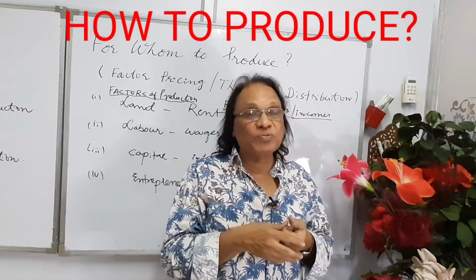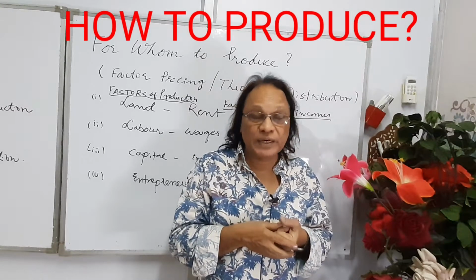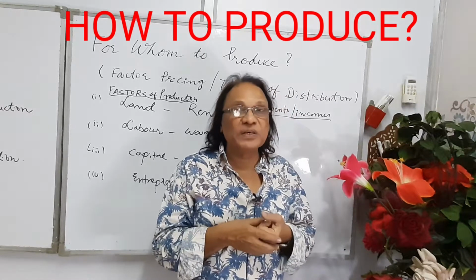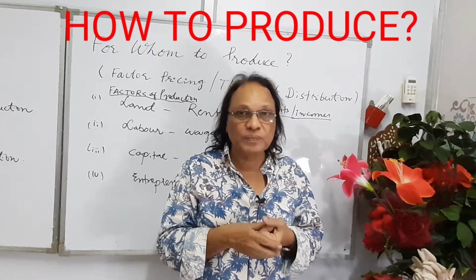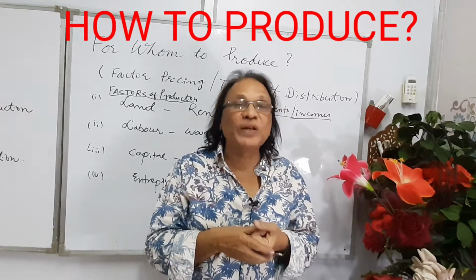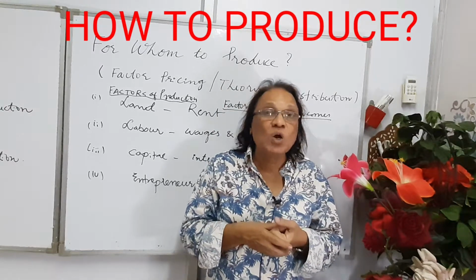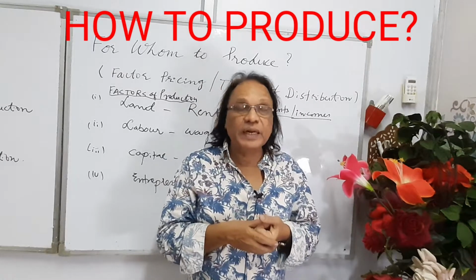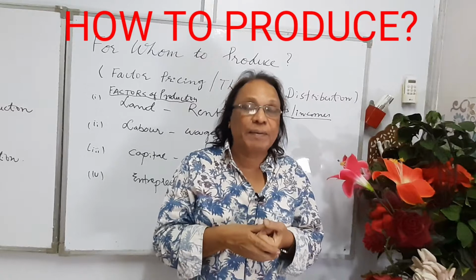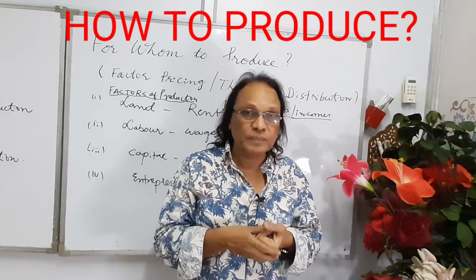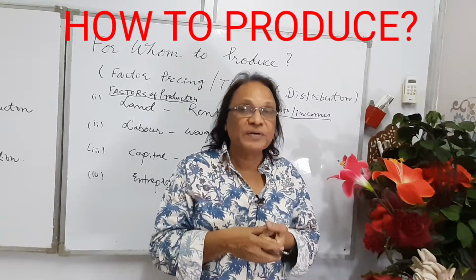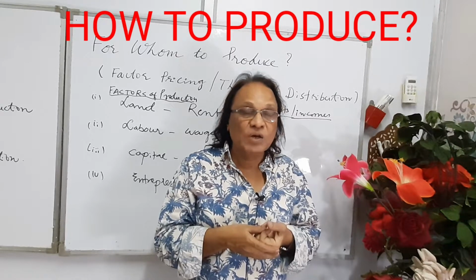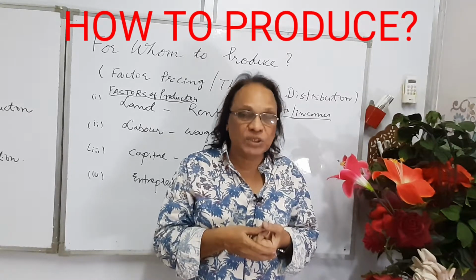Then in the next episode, we discussed the second central problem, how to produce. How to produce basically deals with the techniques of production. There are two techniques available for an economy to produce commodities: labor intensive technique and capital intensive technique. Under labor intensive, we use more labor and less capital. Under capital intensive, more capital and less labor. The guiding principle is to choose that technique of production with which it can produce a commodity at the least possible cost.